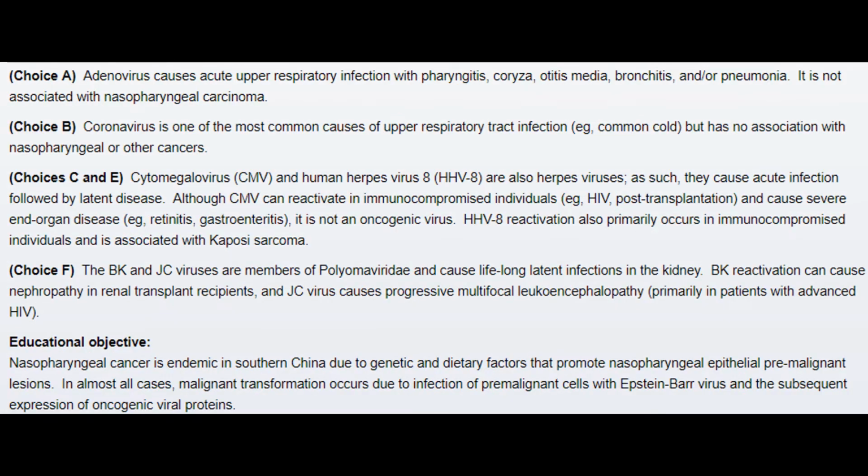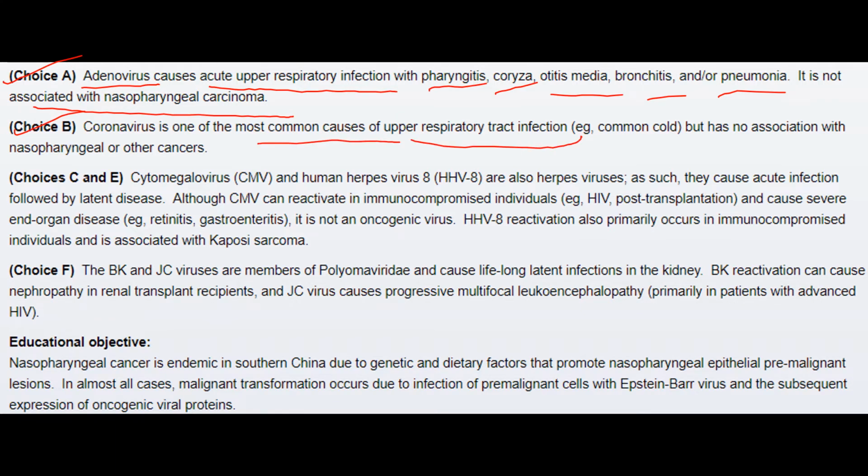Other choices are incorrect. In choice A, adenovirus causes acute upper respiratory tract infections like pharyngitis, coryza, otitis media, bronchitis, or pneumonia. It is not associated with nasopharyngeal carcinoma. In choice B, coronavirus is one of the most common causes of upper respiratory tract infection, for example common cold, but has no association with nasopharyngeal or other cancers.